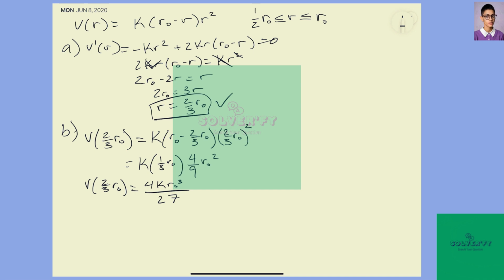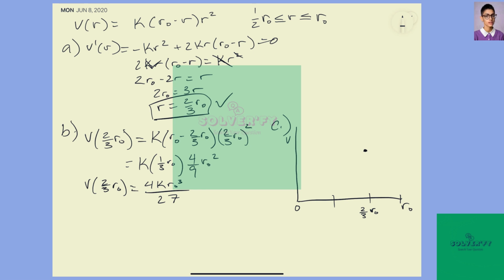Now for part C, we want to sketch a graph of v on an interval of 0 to r0. So we're going to start here at 0, and then r0, and we're going to have 2/3 r0 somewhere in between, right? And we know we're going to have a maximum there for v, given that 2/3 r0.